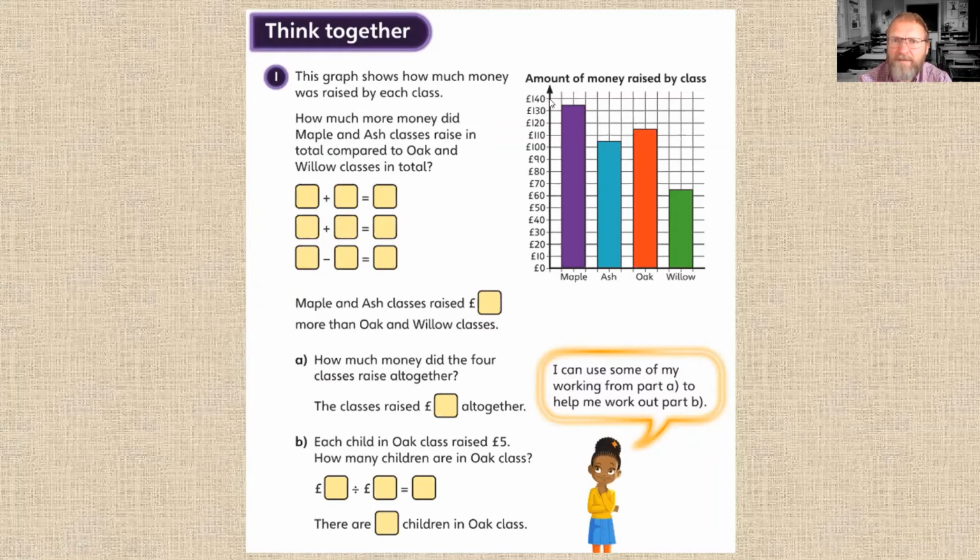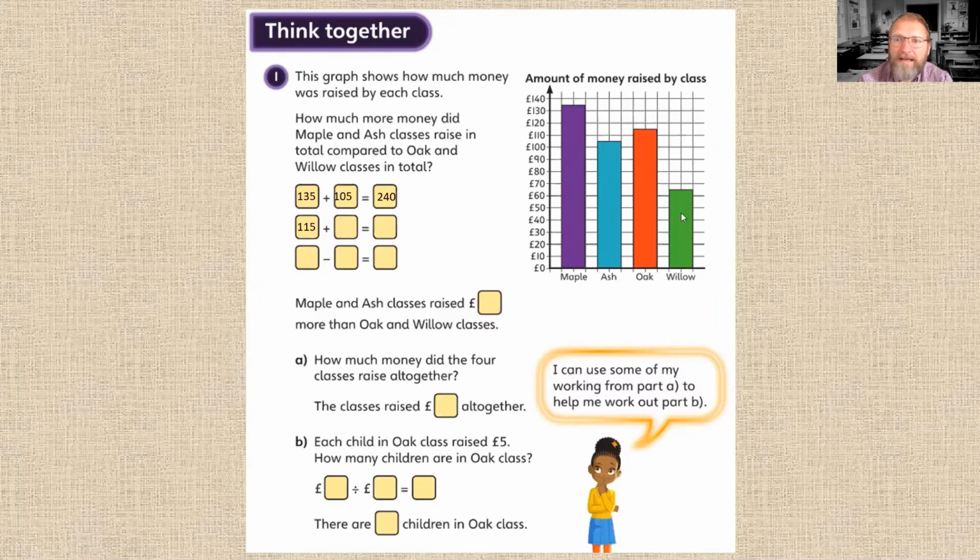What is halfway between there? If the interval is 10, then halfway will be 5. So that's £135. And Ash, we follow Ash class up, they are in between 100 and 110. If we add 5 to 100, it's 105. So 135 plus 105, if we add those two together, we get 240. Now let's have a look at Oak. Oak class, we go up the bar chart and look across, halfway between 110 and 120. We know halfway is 5, so 110 plus 5 is 115.